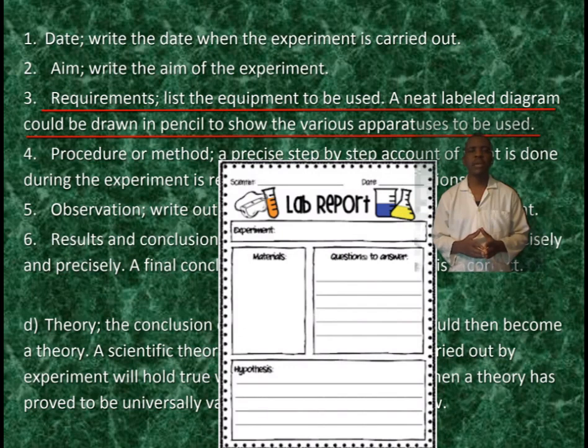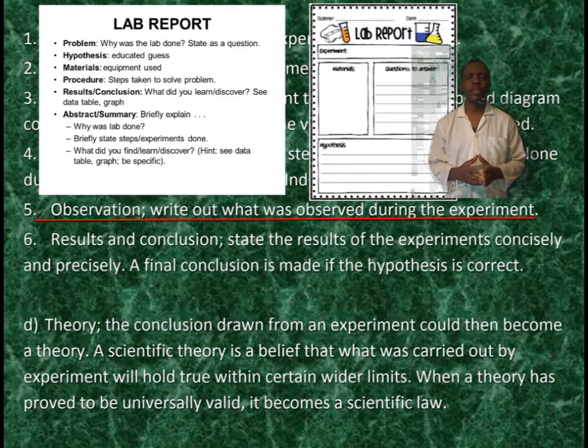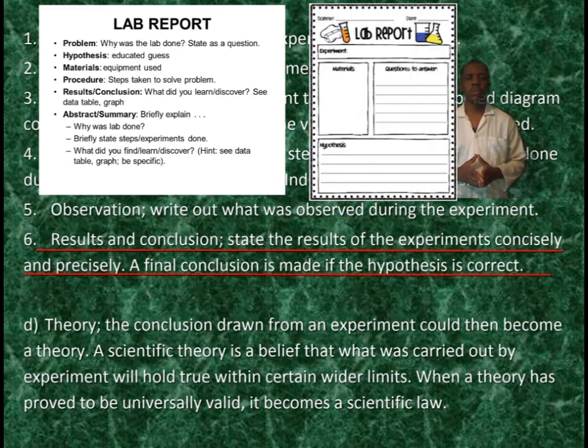A neat labelled diagram could be drawn in pencil to show the various apparatuses to be used. Procedure or method. A precise step-by-step account of what is done during the experiment is recorded. Indicate any precautions. Observation. Write out what was observed during the experiment. State the results of the experiment concisely and precisely. A final conclusion is made if the hypothesis is correct.